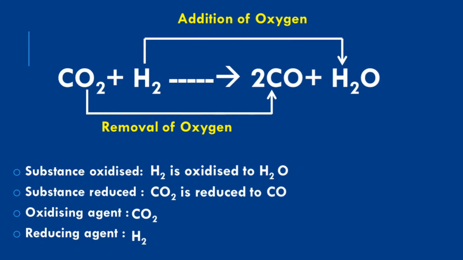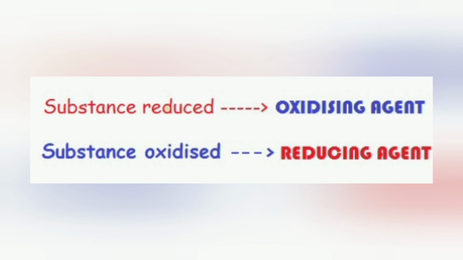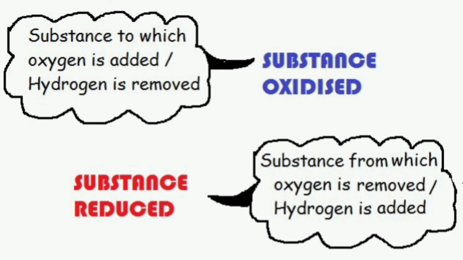So how do I identify the oxidized substance or the oxidizing agent quickly in a reaction? It's easy to find the agents. The substance that has got reduced will be the oxidizing agent, and the substance that has got oxidized will be the reducing agent. So how will I identify the substance oxidized and reduced? It's very easy. Check the substance in the reaction to which oxygen has been added or from which hydrogen is removed. That will be the substance oxidized in the reaction. And check the reactant from which oxygen is removed or to which hydrogen is added. That will be the substance reduced in the reaction.